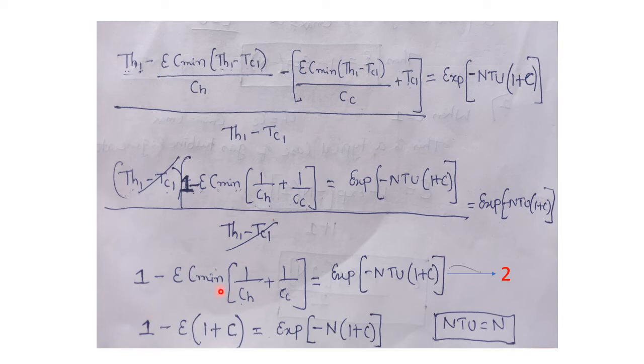Here I will take 1 divided by CH as common. Then the equation will be 1 plus CH divided by CC. So 1 minus epsilon: if I take 1 divided by CH as common, then CH is C minimum, and C minimum cancels. So my equation remains 1 minus epsilon in the bracket (1 plus C), equal to exponential of minus N (1 plus C). This NTU in short form I have written as N; N is nothing but NTU.